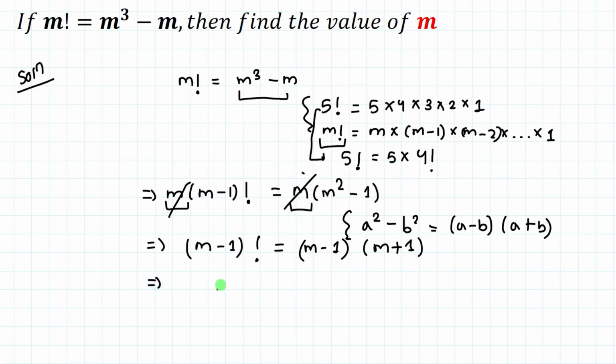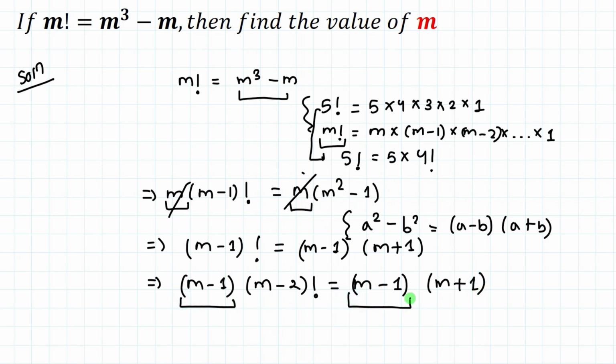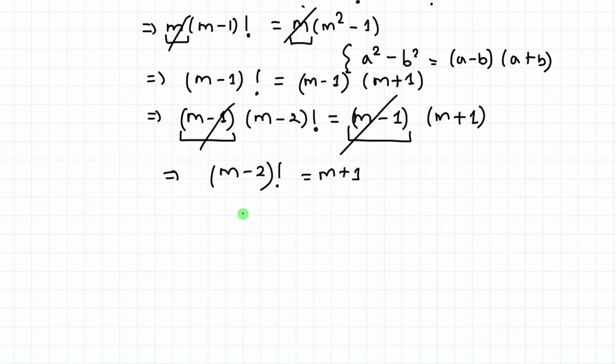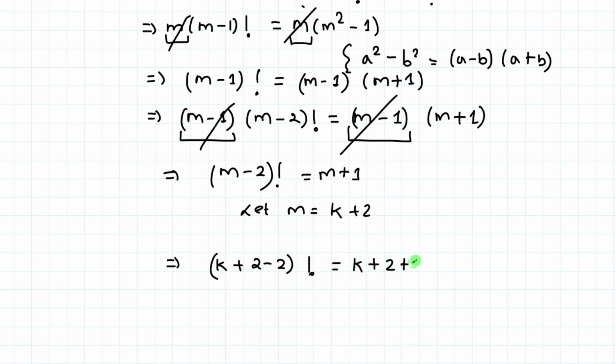In the next step, I can write m minus 1 factorial as m minus 1 multiplied by m minus 2 factorial, equals m minus 1 multiplied by m plus 1. Now cancelling m minus 1 from both sides, we have m minus 2 factorial equals m plus 1. Now let's consider m equals some constant k plus 2. I have taken plus 2 in order to eliminate this minus 2. Let's put the value of m here. So k plus 2 minus 2 factorial equals k plus 2 plus 1. The plus 2 and minus 2 get cancelled out, so we are left with k factorial equals k plus 3.